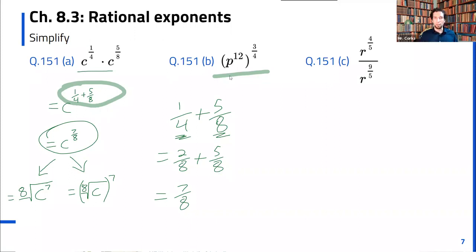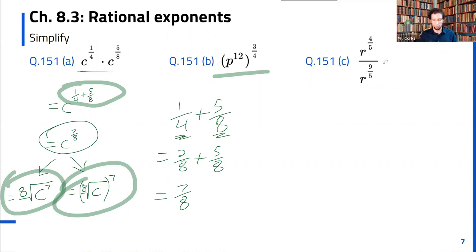So B and C, take a moment now and try to simplify those. In this case, you don't need to do this root thing here. You can just leave it as a fractional exponent, but simplify the fractional exponent. Go ahead.